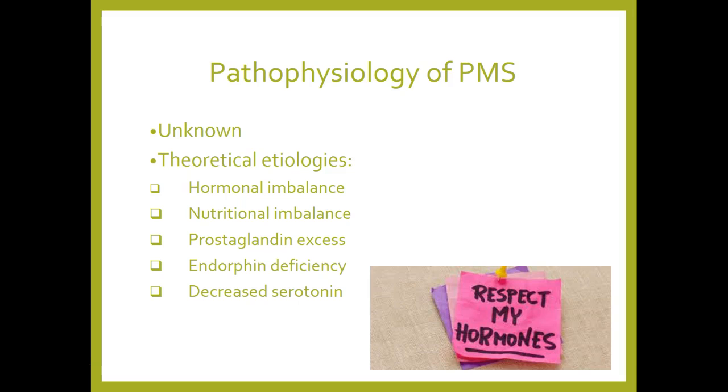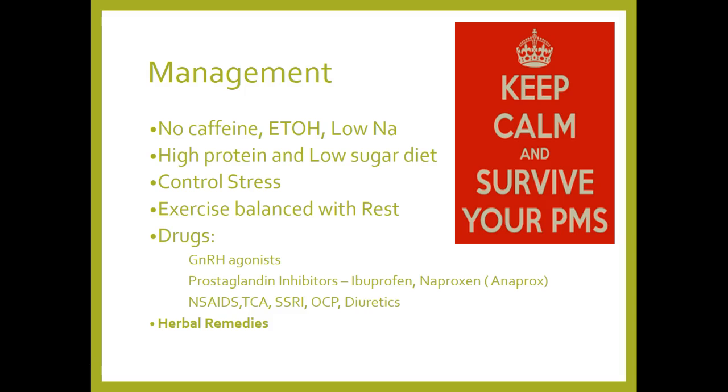So there are all types of different theories related to why PMS happens, but nobody has one good one where we can point to it and say, yes, this is the cause. And it could be a combination of every one of these. So how do we manage it? Well, we want to teach our patients to decrease caffeine, no alcohol, low salt, high protein and low sugar diets help. We want to teach them how to control stress.